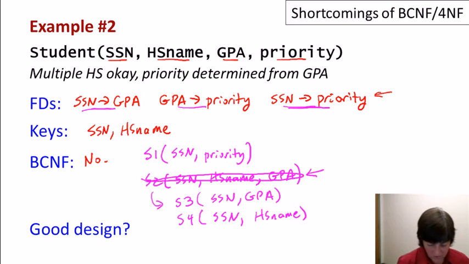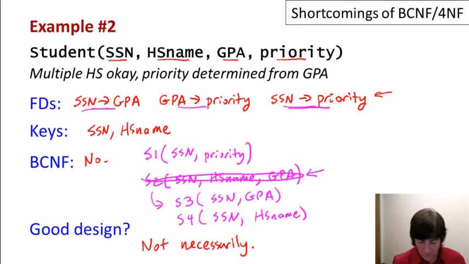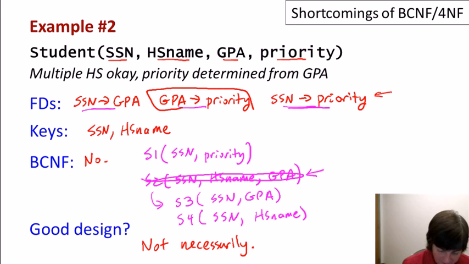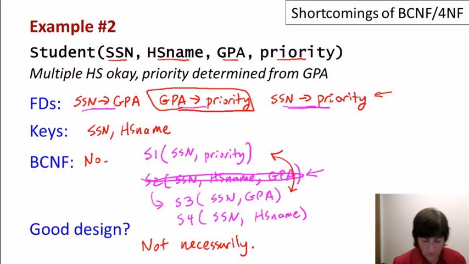Now, do we think this is a good design? Again, I would say not necessarily. It doesn't quite feel right. For one thing, we've lost the GPA to priority functional dependency. We can join the two relations, S1 and S3, to check that dependency, but it would be nice if that dependency were together in a relation.